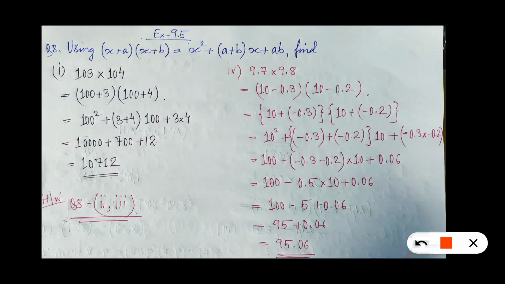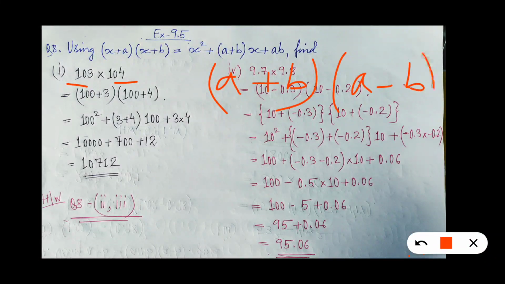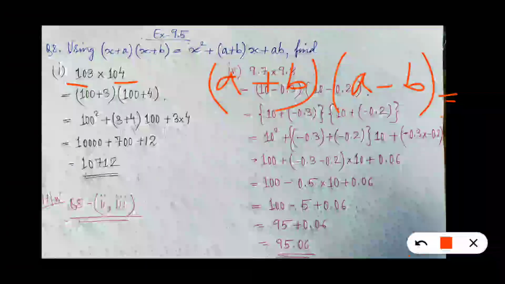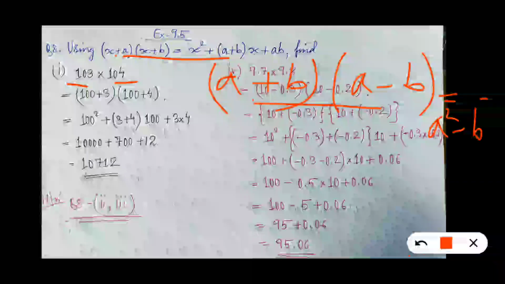See here, 103 and 104 are there. There is no square over here. So if there are no squares, obviously you'll have to use the third or the fourth identity. I'm writing it here. The third identity is a plus b into a minus b, which is a square minus b square. Here there are no squares. And the fourth is obviously this one, that is x plus a into x plus b.